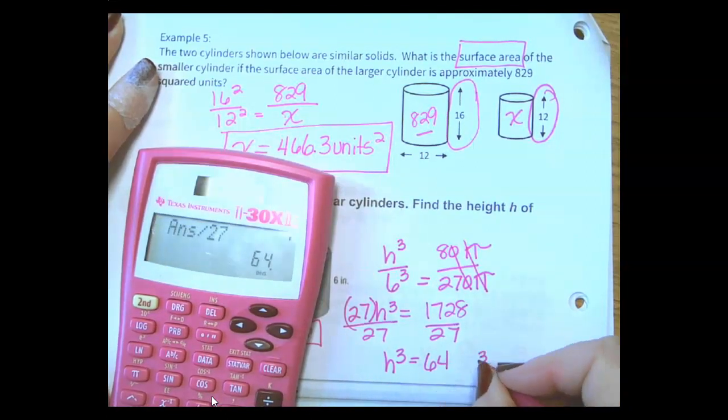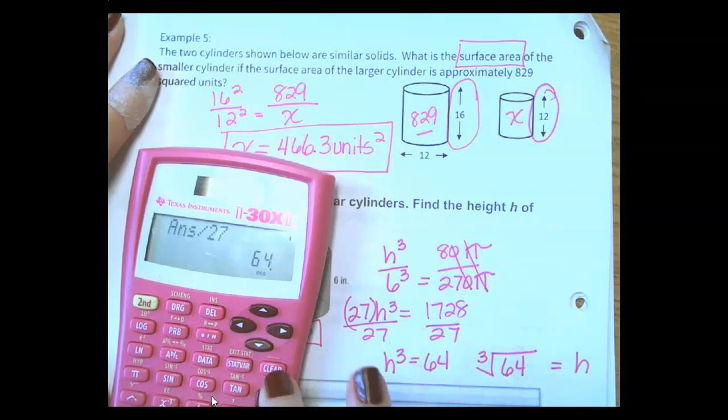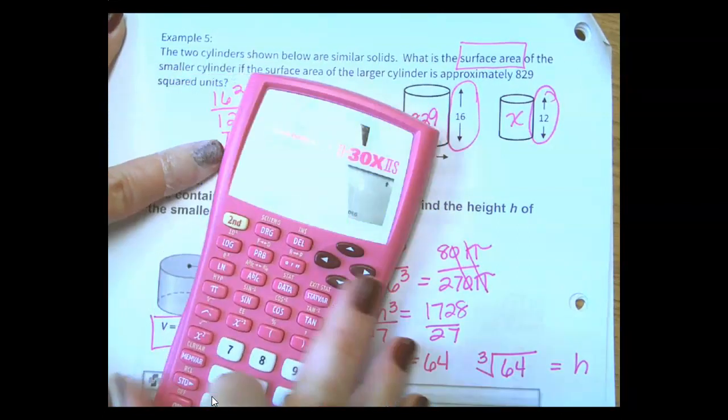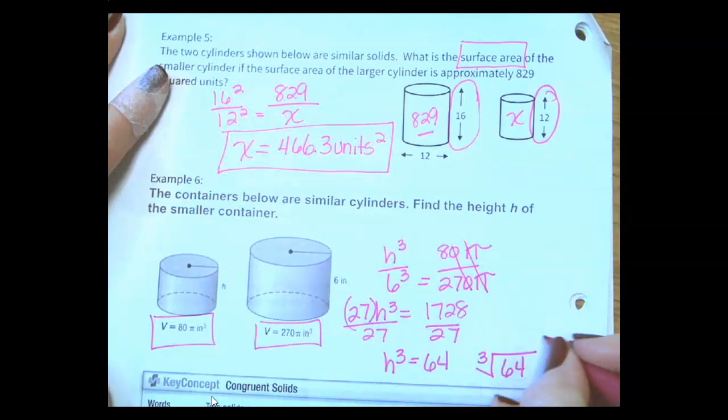Now I need to do the cube root of that just to get my h. The cube root of 64. So again, can you see it? The cube root of 64 is 4. So h is equal to 4.